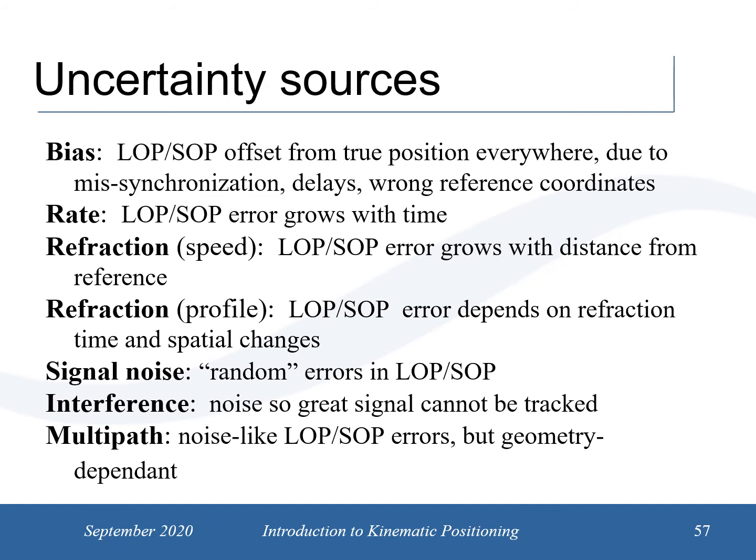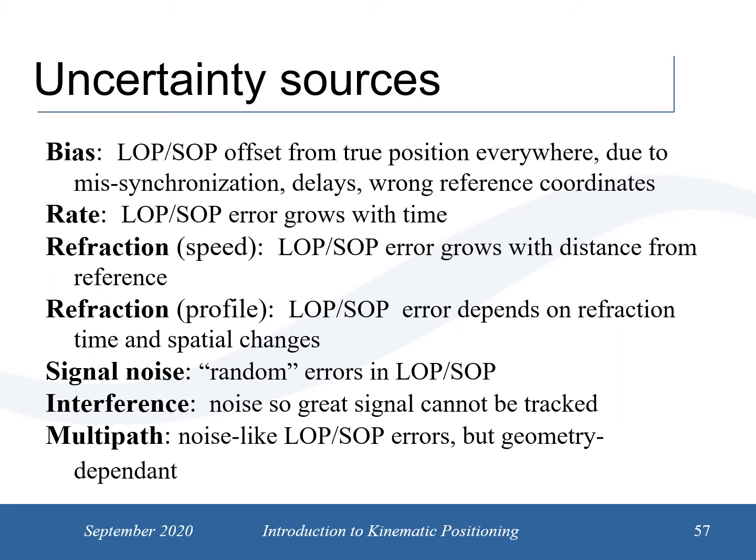Sources of uncertainty: bias, which represents an offset from the true position, and that affects both line of position and sphere of position. And why may such an offset happen? Well, mis-synchronization, delays, say atmospheric delays, wrong reference coordinates.